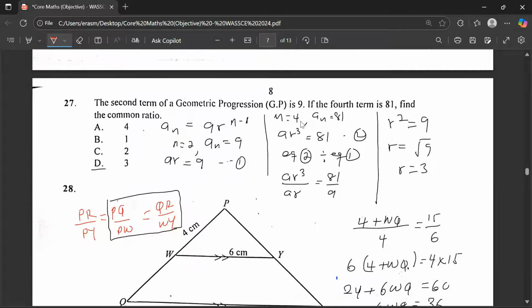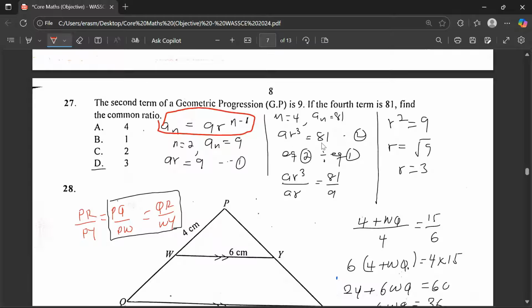When n equals 4, then a_n equals 81, as it says that the fourth term is 81. Now, if we put 4 into this equation, you're going to have 81, the fourth term, equal to a times r to the power n minus 1. n is now 4, so 4 minus 1 is 3. So you have ar cubed equals 81. So this is equation 2.